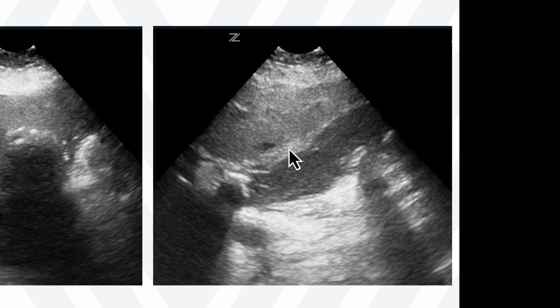We also notice here this gallbladder wall. See how it's poorly defined and a little bit thickened. So this is a gallbladder wall with edema. So this is an inflammatory looking gallbladder with lots of abnormal findings.